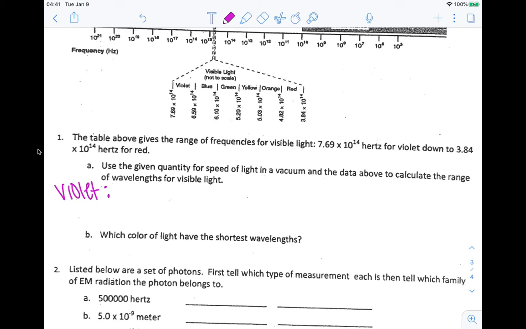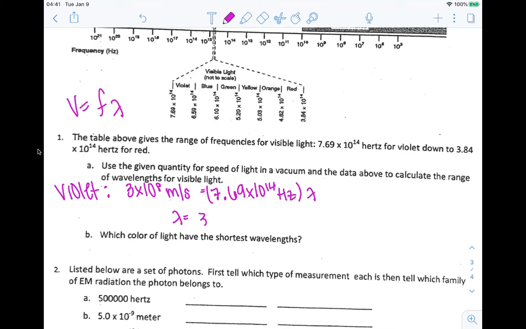To be able to solve for our wavelength, we are going to use our v equals frequency times wavelength formula, where v is 3 times 10 to the 8 meters per second for all of our electromagnetic waves. The frequency, they tell us right in the problem, is 7.69 times 10 to the 14 hertz, and we are solving for wavelength. The wavelength for violet is 3.9 times 10 to the negative 7 meters.